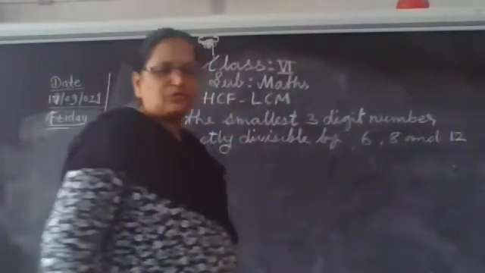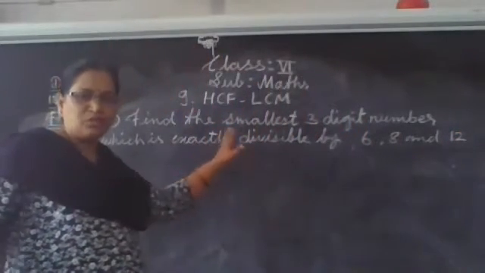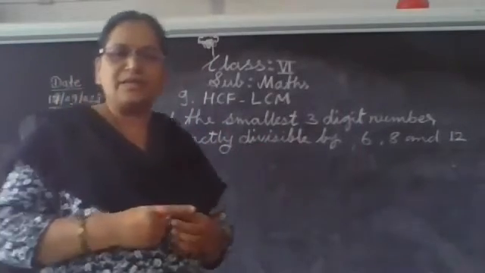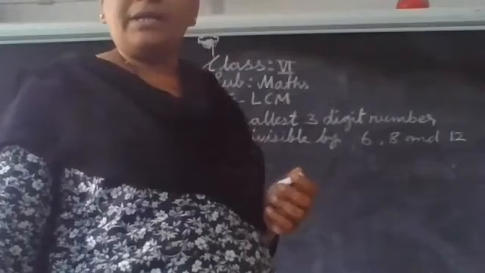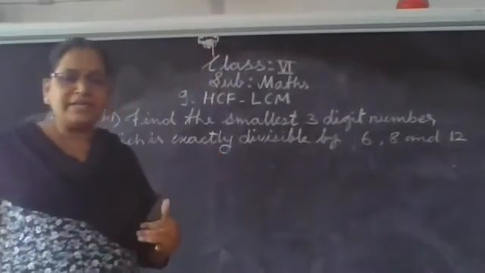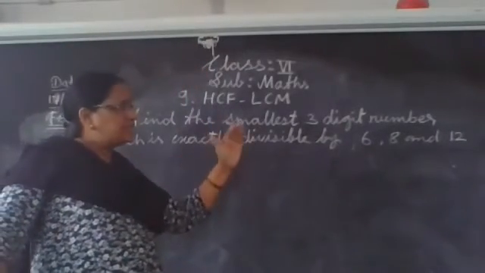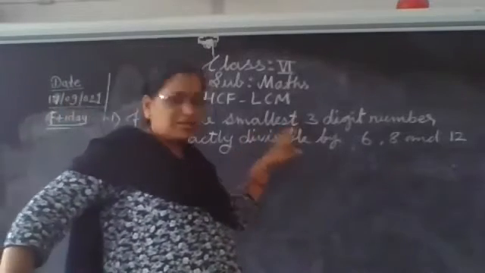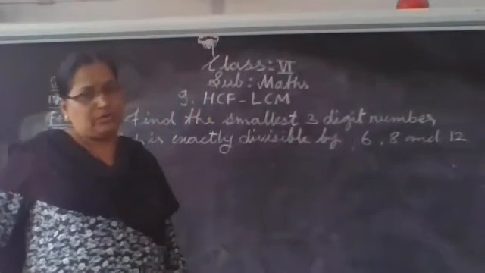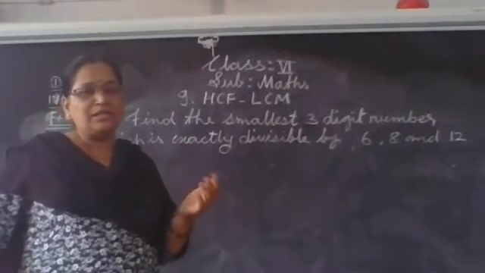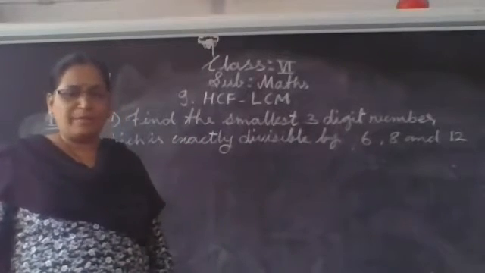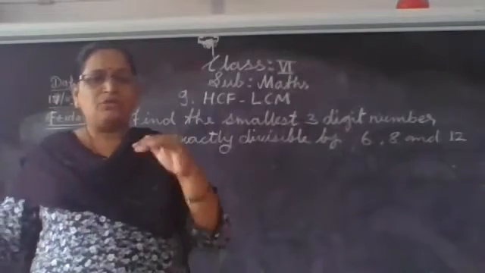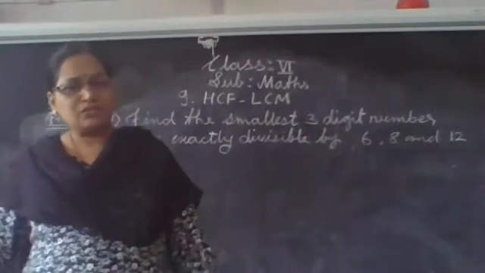Okay, so children, what to do? You have to find the smallest three-digit number. So actually, what is the smallest three-digit number? It is 100. But is it exactly divisible by 6, 8 and 12? No. So you have to find another smallest three-digit number which is exactly divisible by 6, 8 and 12. That means you have to find the LCM of 6, 8 and 12.